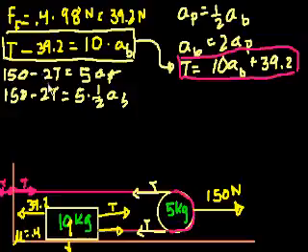So we said the net forces on the pulley, which is 150 minus 2 times the tension, is equal to the mass of the pulley, 5 kilograms, times the acceleration, and this is a P here, times the acceleration of the pulley. And at the very beginning of the problem, I had said, well, the acceleration of the pulley is half the acceleration of the block.